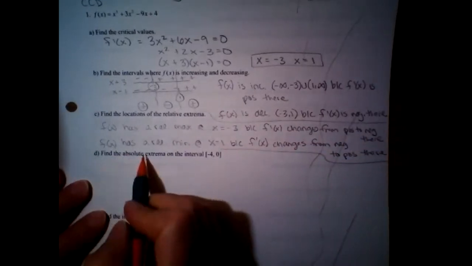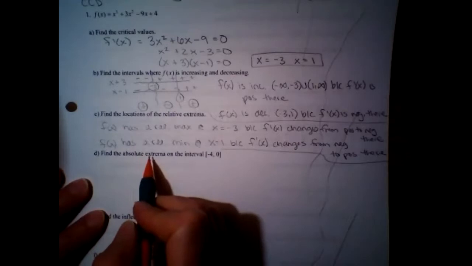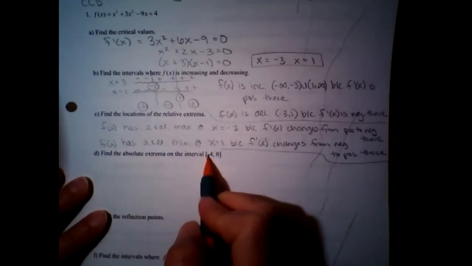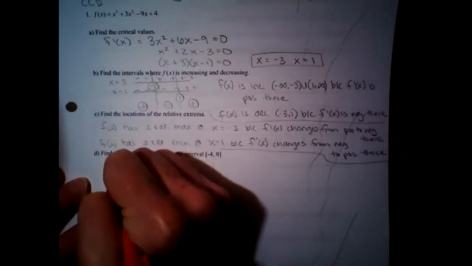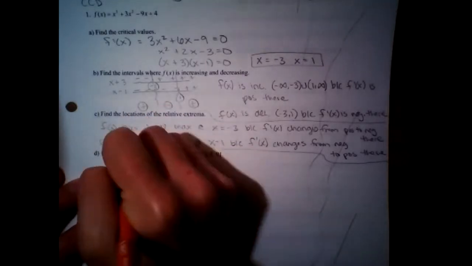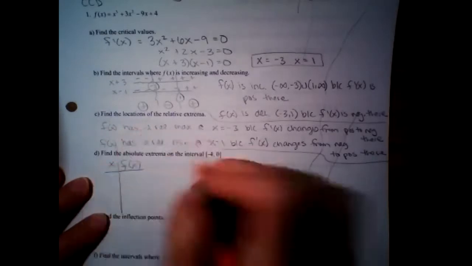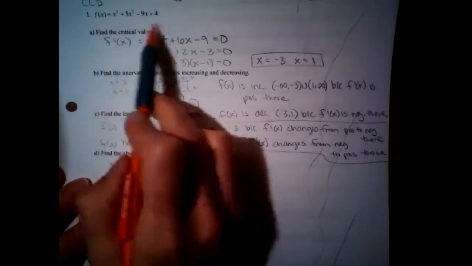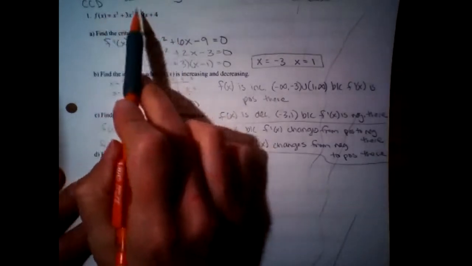Right, and then absolute extrema, that is your candidates test. And we're given this interval. So we're going to have these endpoints and our critical points, and we're going to plug them into the original function. So make sure you plug them into the original function. That's this guy right here.